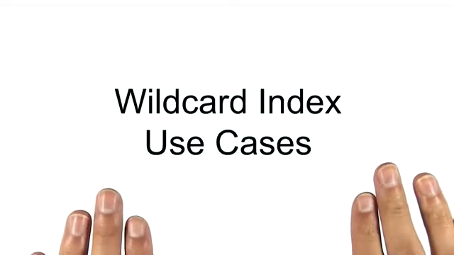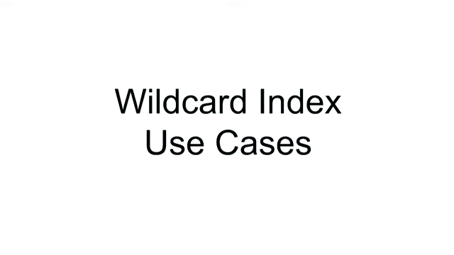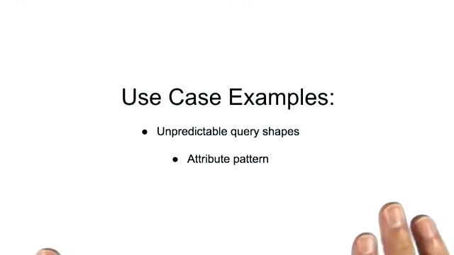Alright, welcome back. In this lesson we're going to discuss some ways we can use this new wildcard index in MongoDB. We're going to cover two examples. The first involves any collection with an unpredictable query shape, and the other affects the way that we would implement the attribute pattern in our data model.